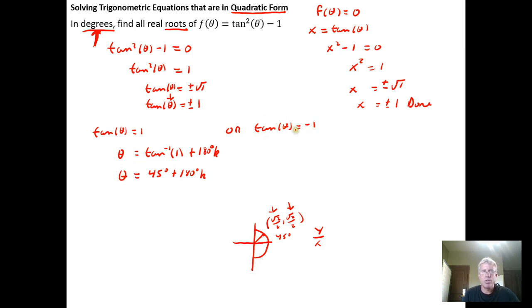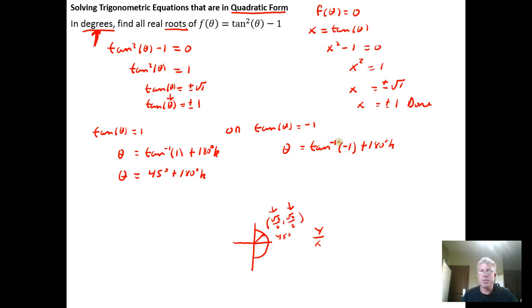Now we step over and solve this other equation that we got. We're going to take the tangent inverse of both sides again. So we get theta equals the tangent inverse of negative 1. We want to recognize that the period of the tangent function is pi radians or 180 degrees, so the solutions repeat themselves every integer multiple of 180 degrees.